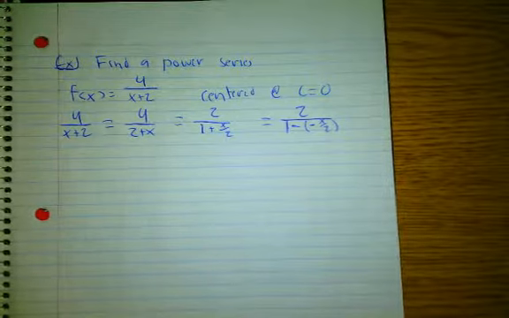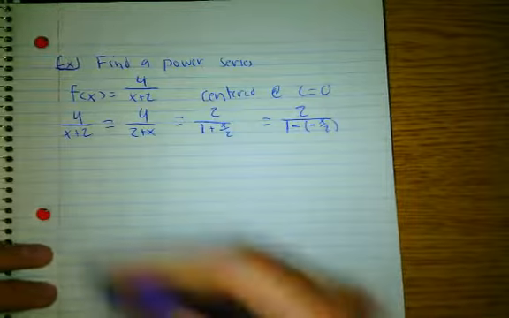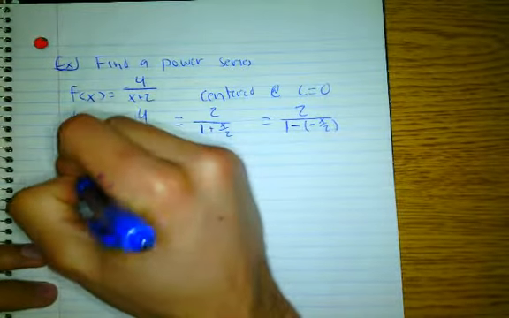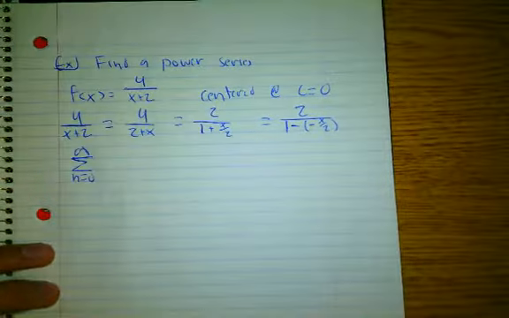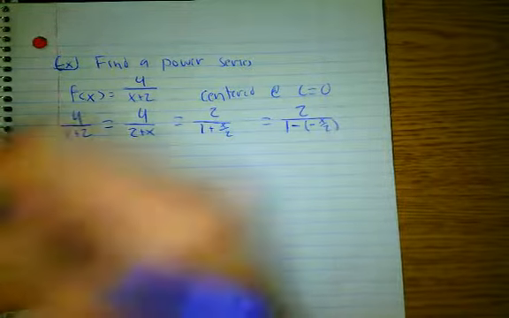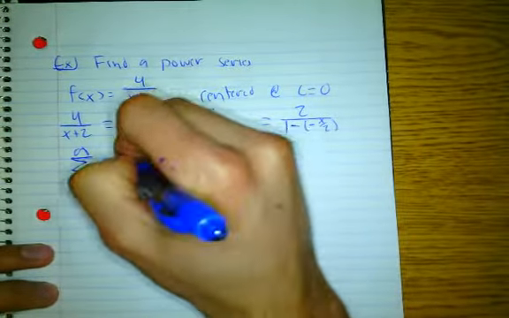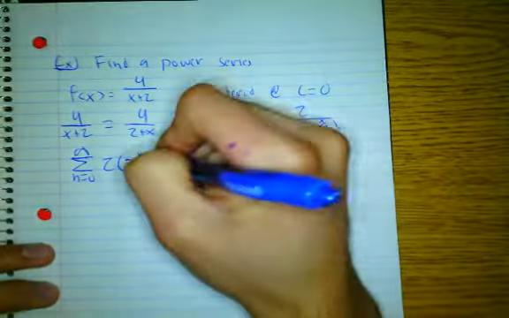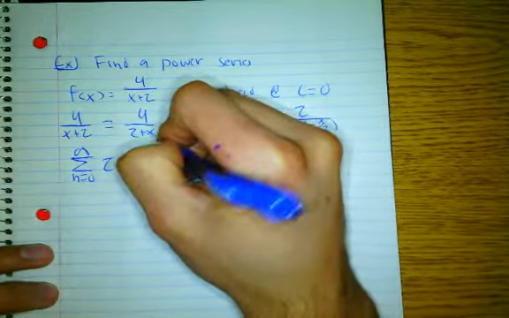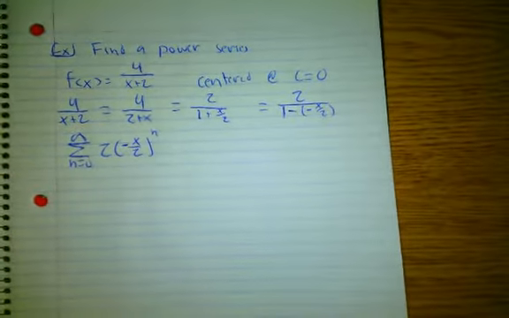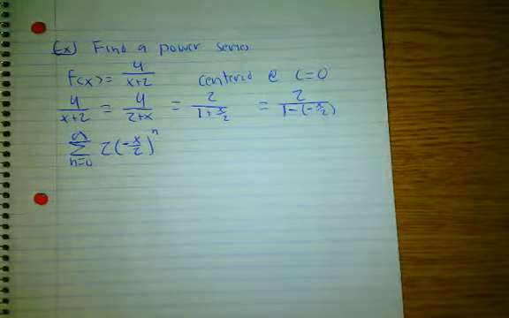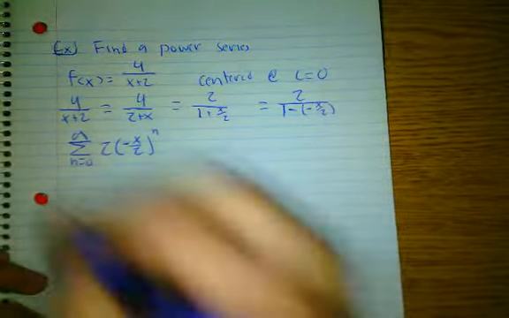So now you're here, you should be able to write down your power series. Your power series is going to be the sum from 0 to infinity of 2 times negative x over 2 to the n power. Now, I'm going to be honest with you. When I look at this, it's probably not the answer that you would have either on the test or in the book.